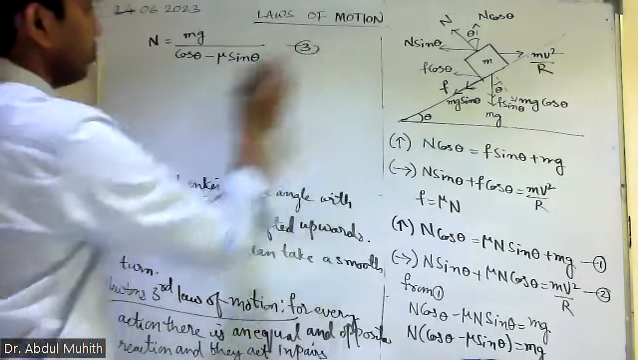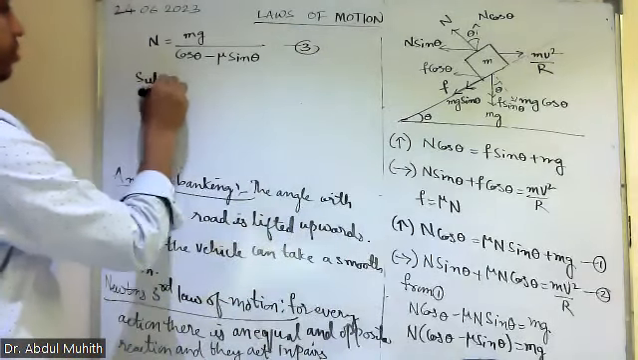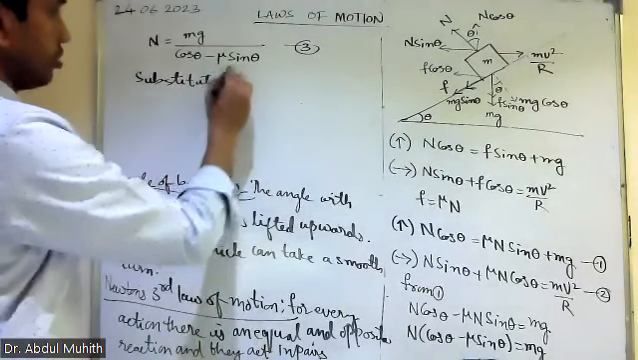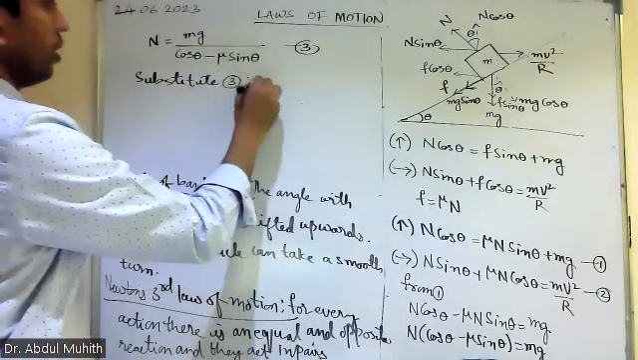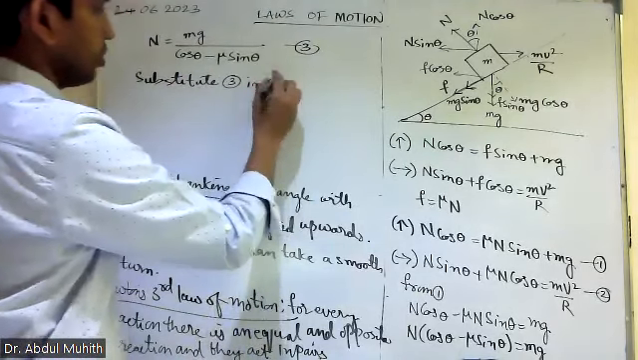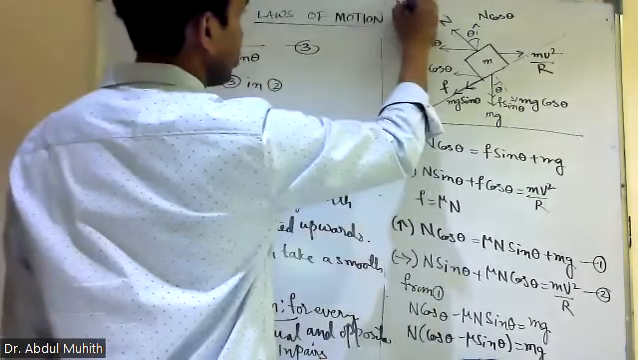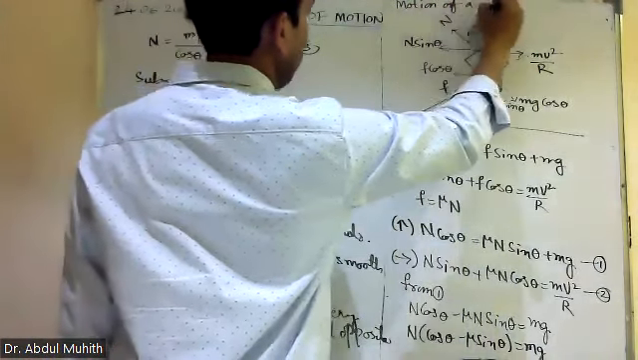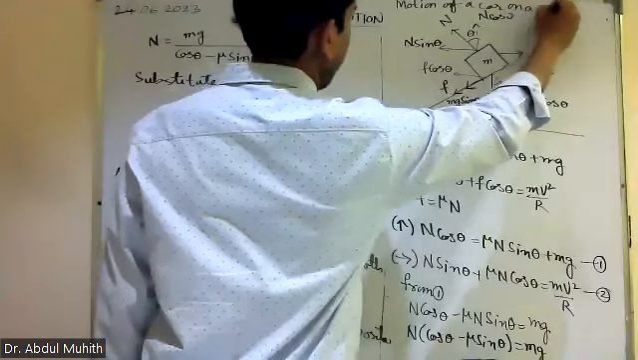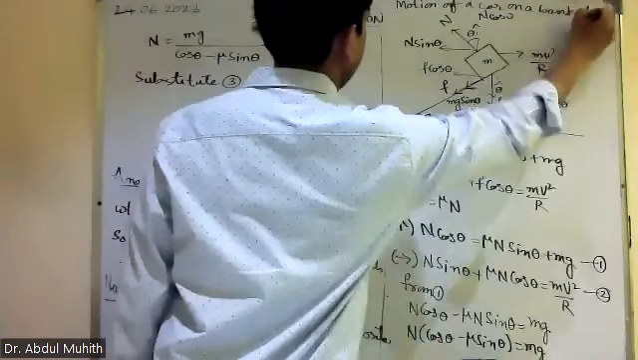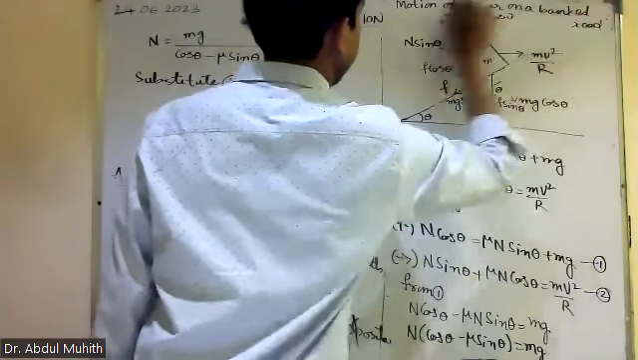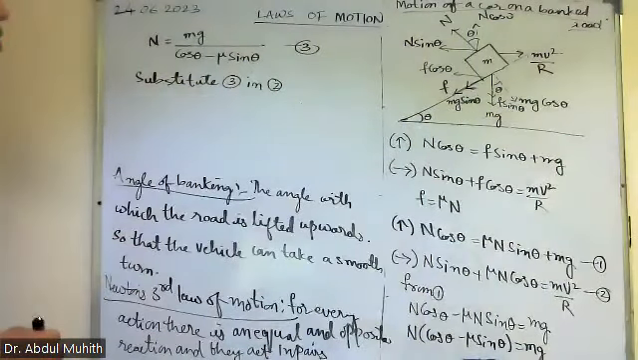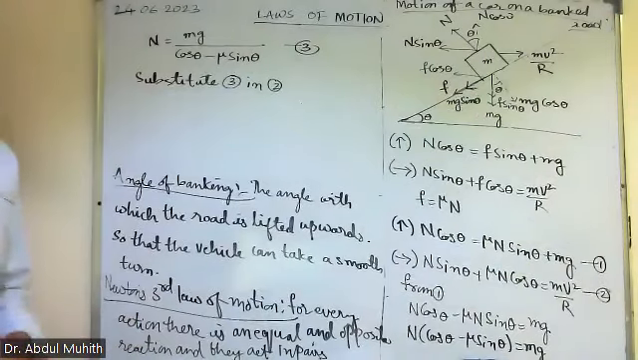Now what are we going to do? Substitute equation 3 in equation 2. And write the heading here: motion of a car on a banked road. The heading is motion of a car on a banked road. Okay, so once again from the beginning.